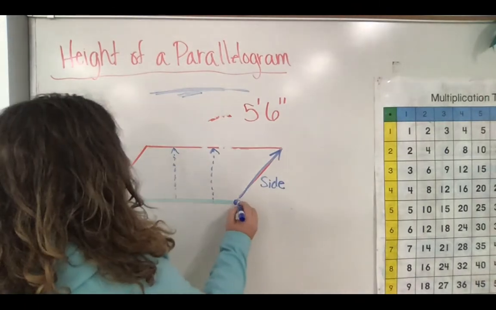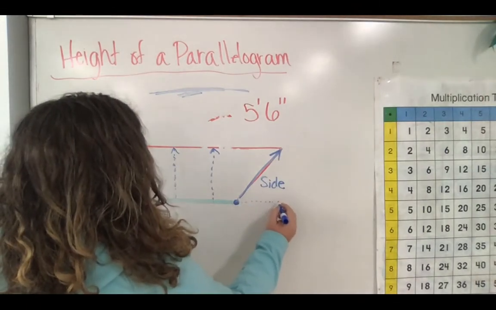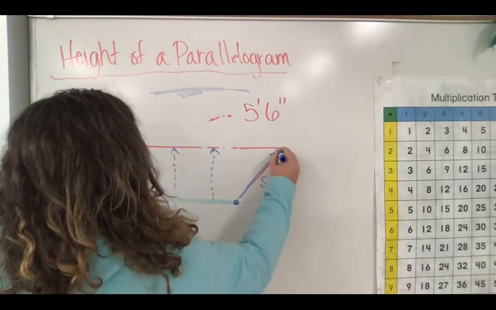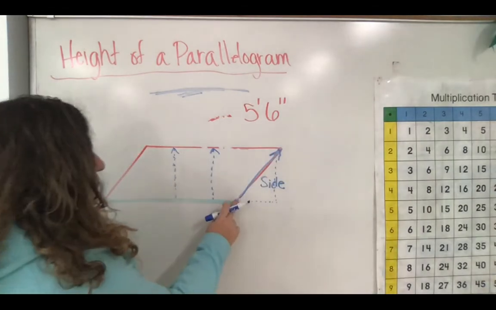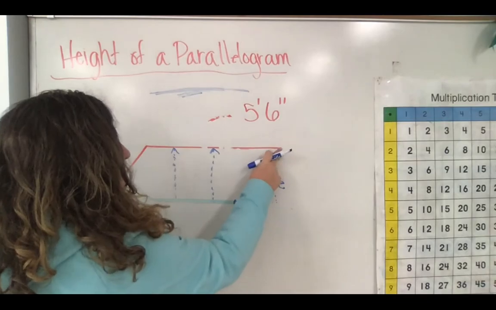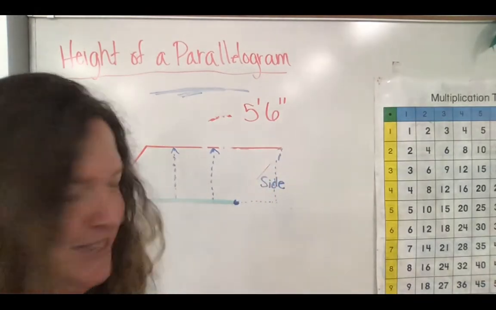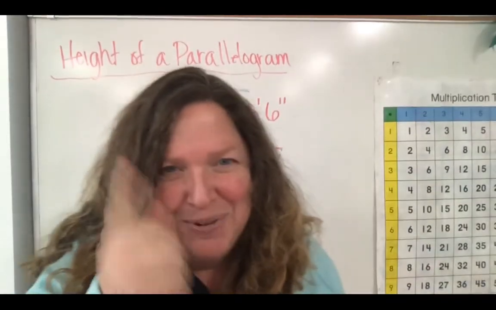You could even do this. You could even go out there and go straight up that way. The only thing you can't do is go at an angle. You can't measure at an angle. Try this at home.